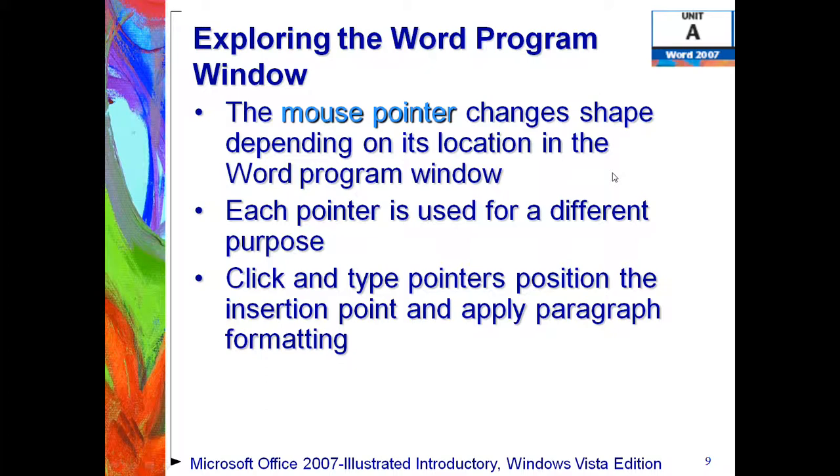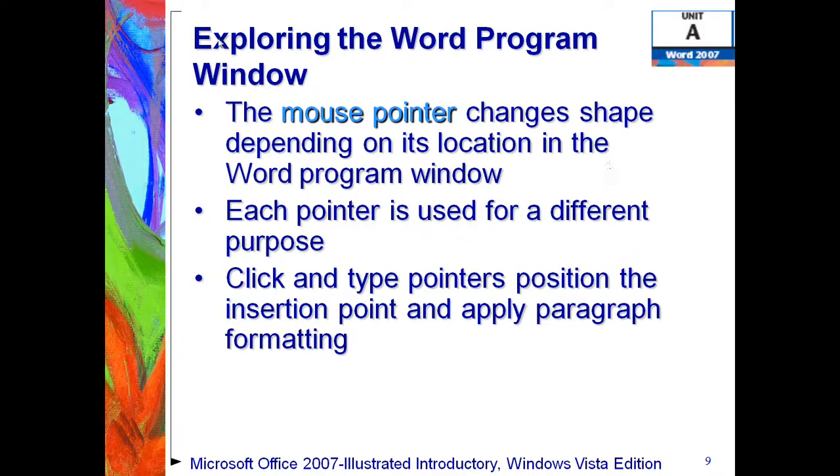The mouse pointer, if you take a look on page Word 5 at Table A1, will change shape depending on where it's at in the Word program window, and each pointer is used for a different purpose. One of them that we'll probably be using is the click and type pointers, and that's ultimately used to position the insertion point and to apply paragraph formatting, such as if you want the text to be centered, or if you want it to have a print layout or web layout. Those click and type pointers, we'll see some of those a little bit later on.